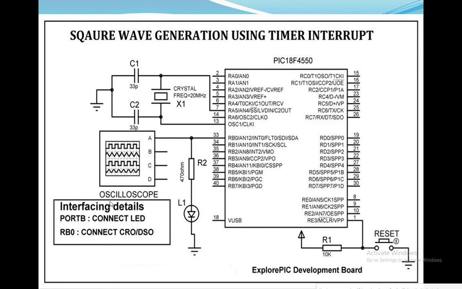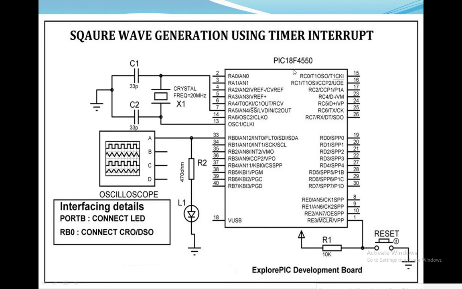Here is the circuit diagram for generating the square wave on port B. RB0 is used as the square wave generation pin, on which we are going to have a square wave of 10 hertz by using the timer zero interrupt. We will see the program later in the next session. So this is the circuit diagram.